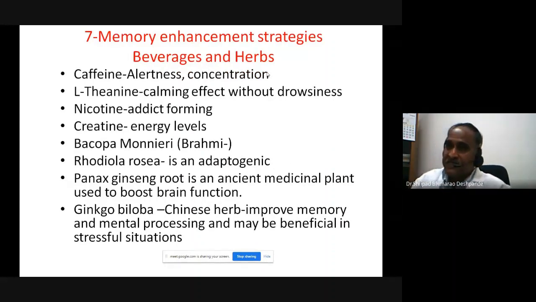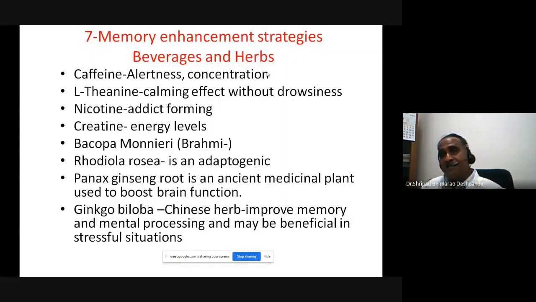Then herbs and beverages. We have caffeine. Caffeine increases the alertness and concentration. The caffeine is there in coffee and teas. So that would be better if you want to have learning schedules. Maybe caffeine would help to keep yourself alert, and thus it helps to store the memory or consolidate the memory.